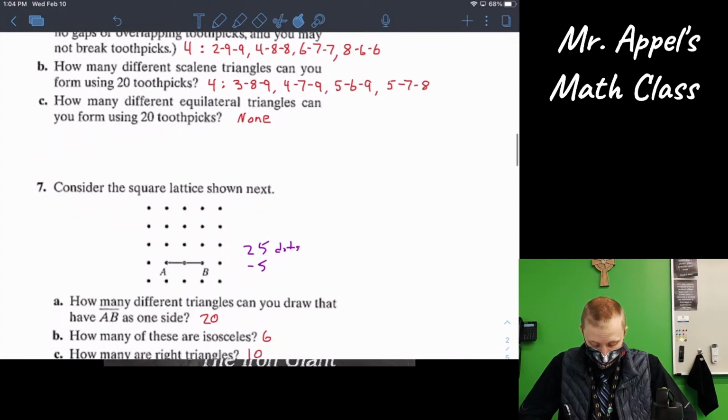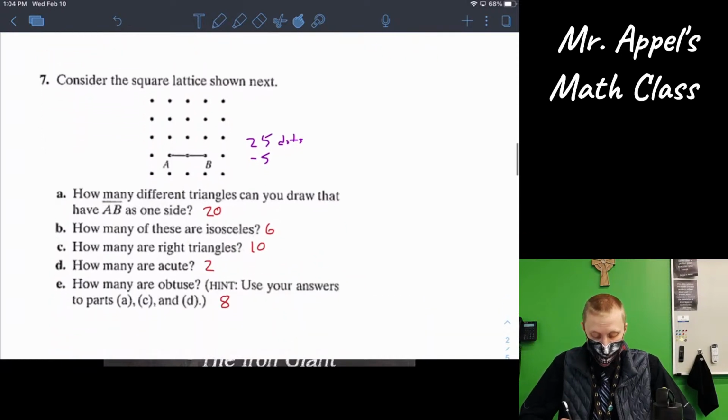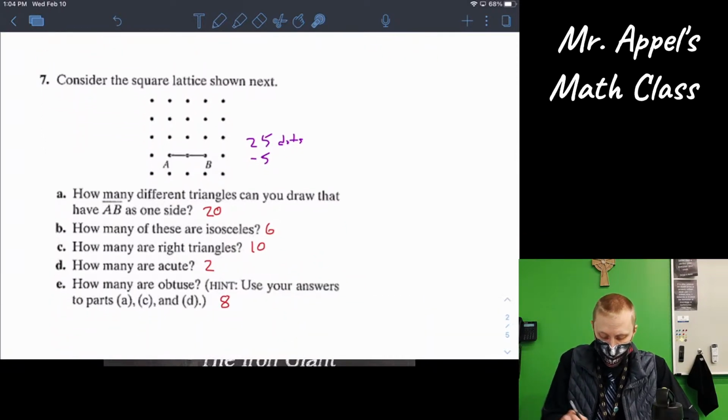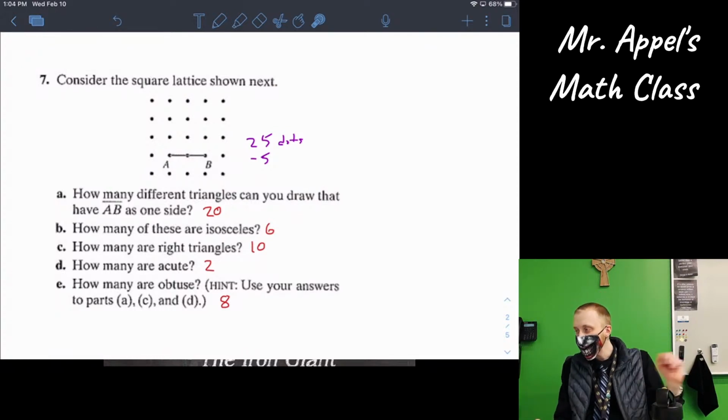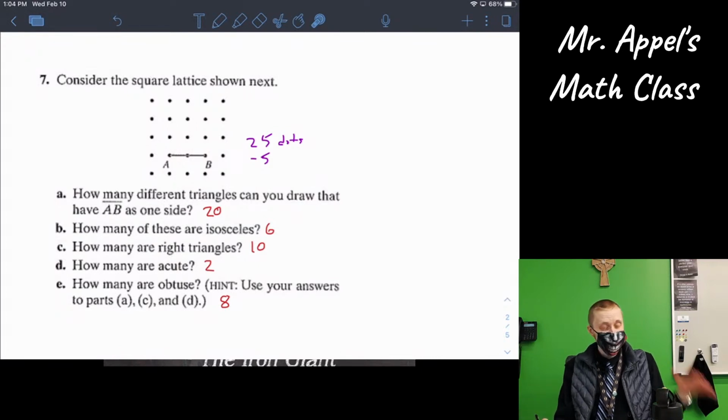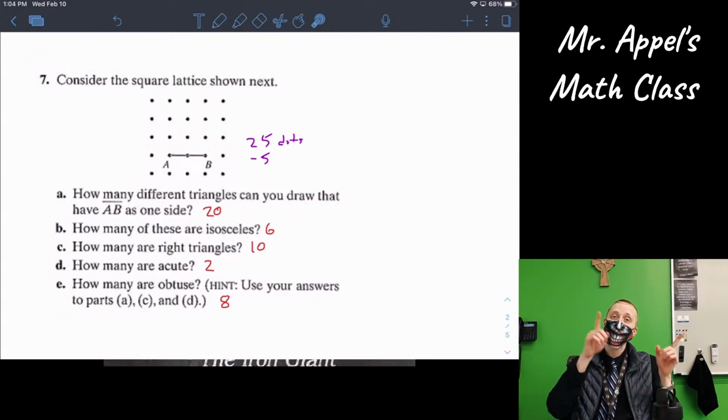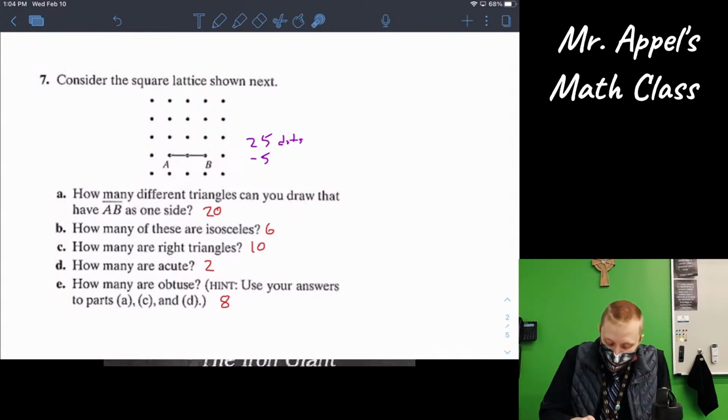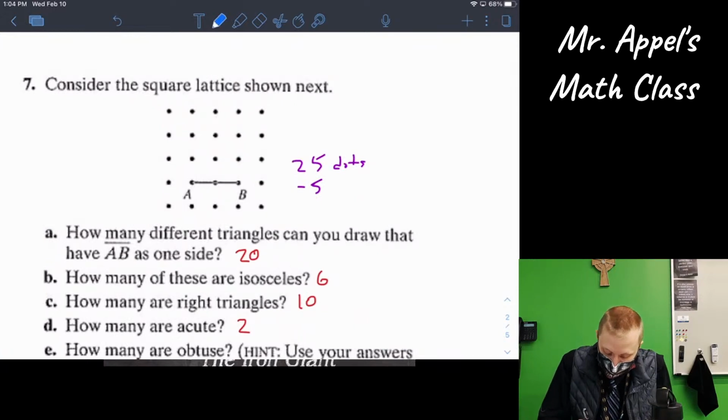Okay. And then next up we had this lattice, this square lattice. They just mean a grid of dots. And first, how many total triangles could you draw using this as one of your sides already? Once again, you could actually draw all of them out yourself and count them up, and you'd find 20. Or, after you draw a few, you could notice there's a pattern going here.